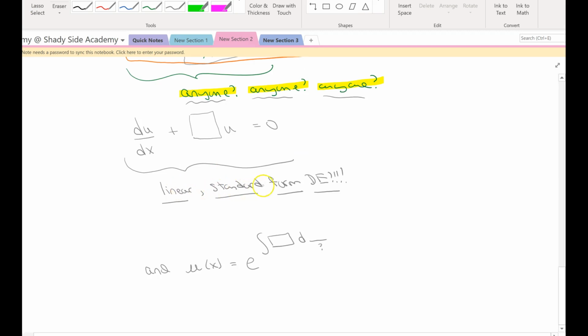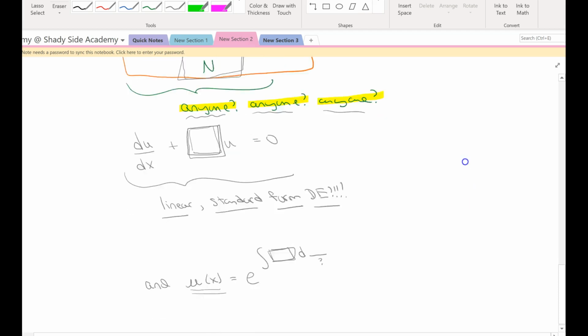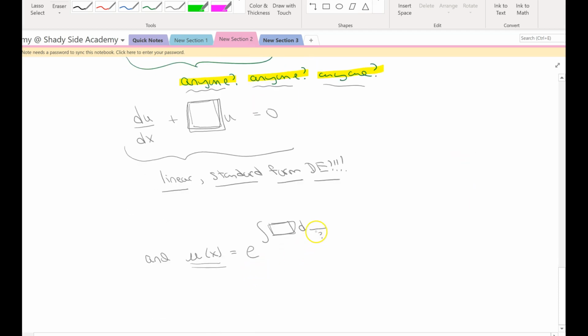And in these situations, when you have a linear standard form diffie-q, u of x is the integrating factor. What did u of x equal? E to the indefinite integral of whatever this was. It's box, and that box represented this. We'll go back and fill it out in a minute. But importantly too, what's the dummy here? E to the indefinite integral of whatever that is, d what? D what, everyone? Yes, dx.